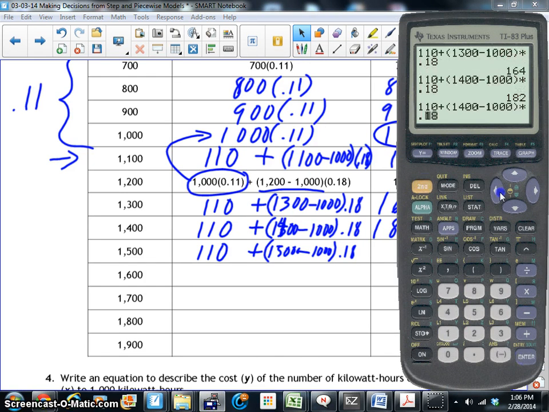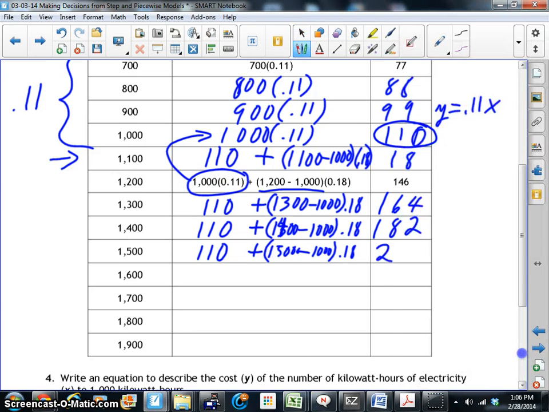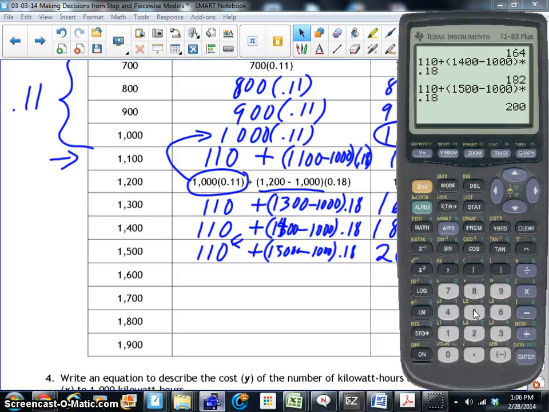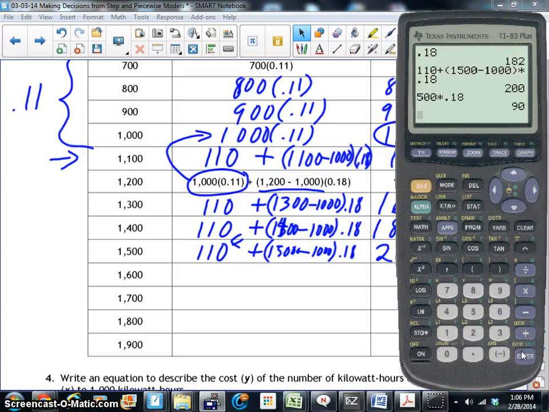And then, of course, you have your last one, which is 1,500 for this. Because that's the last time you're going to pay 18 cents a kilowatt hour. So this includes the first 110 and 500 kilowatt hours at 18 cents. That's $90. So you just add the $90 onto that.